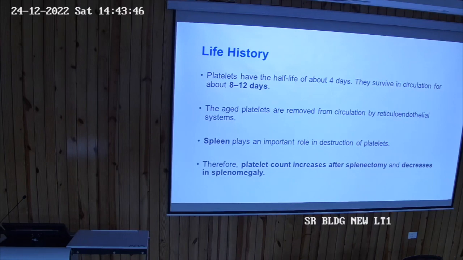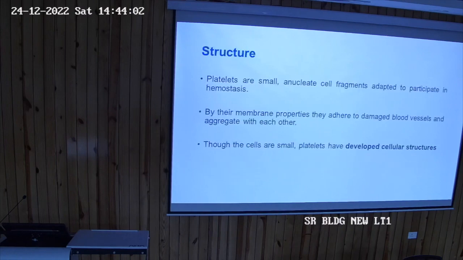Destruction takes place in the reticuloendothelial system. Out of 100%, 50% of this destruction takes place in the spleen. So if there is any problem with the spleen, that is going to affect it clearly. They are small anucleate cell fragments adapted to participate in hemostasis.